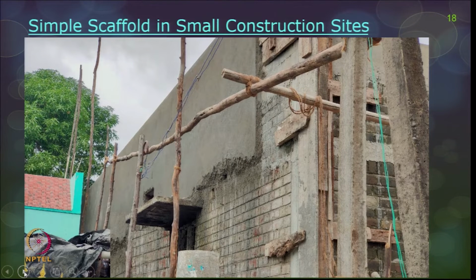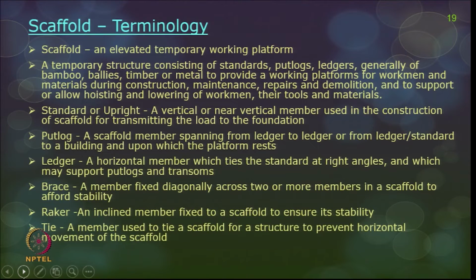A very simple scaffold in a small construction site looks like this, with a lot of logs in different places tied vertically and horizontally, through which people climb and do their concreting, brickwork and masonry work. In general, a scaffold is nothing but an elevated temporary working platform enabling workers to climb up and reach the working place.